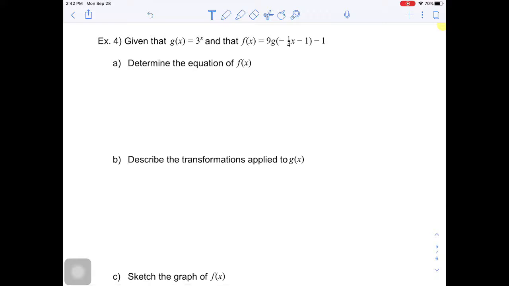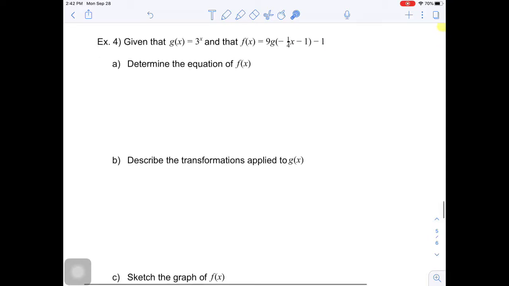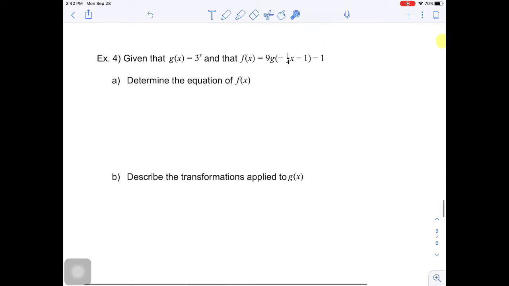So now we're going to look at example 4. It tells us that g of x equals 3 to the power of x, and that the function f of x is a transformation on g of x. So these are all the transformations. The first thing I'm going to do before I even start here is actually do part b. I'm going to describe the transformations applied to g of x, because it's always good to do that right off the bat. Understand what transformations are actually being applied.